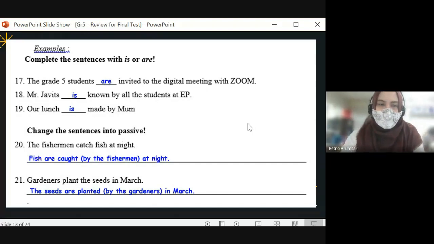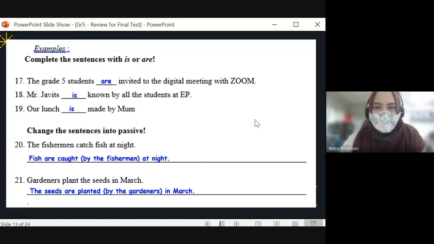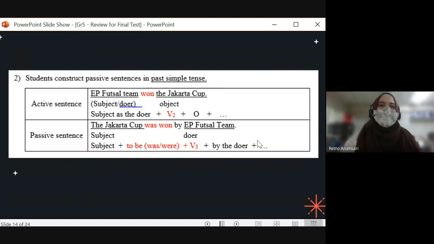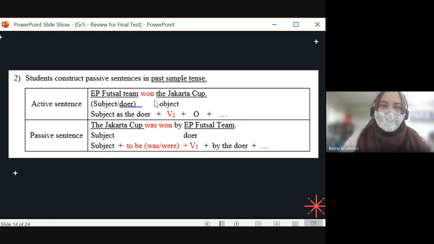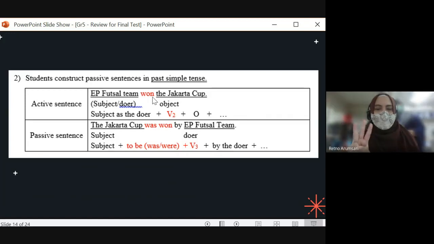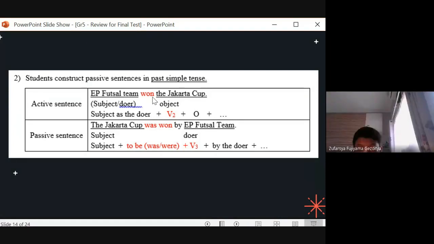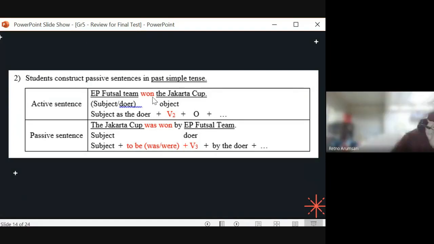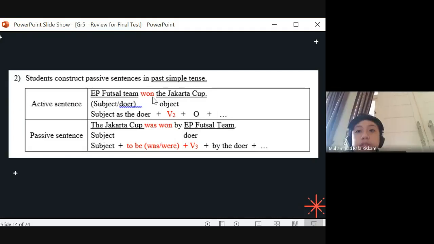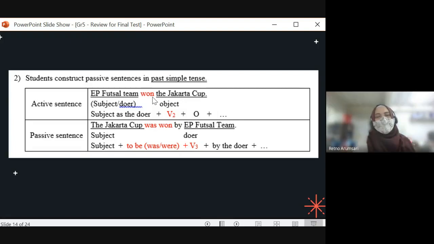All right. Can I go to the next slide? Yes. Okay. Now the next one is about past simple. How do you know that it is past simple? From the verb used in the active sentence here. One is a verb what? One is a verb one, two, or three. Verb two, yes. One is the verb two of win, right? Win, won, won. The verb three of win is also won.